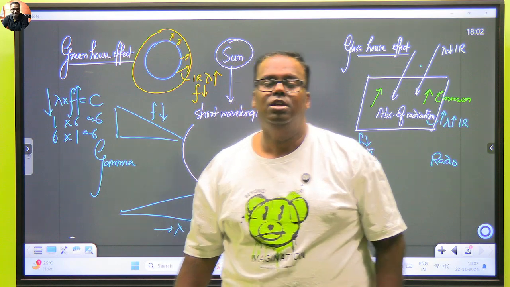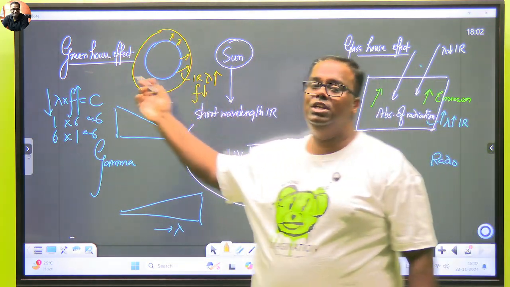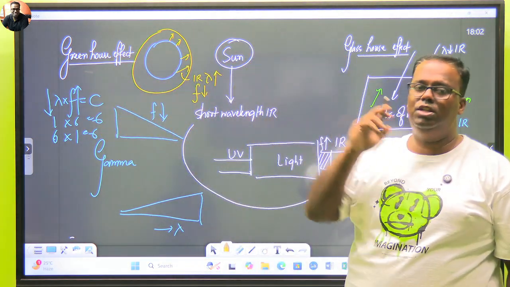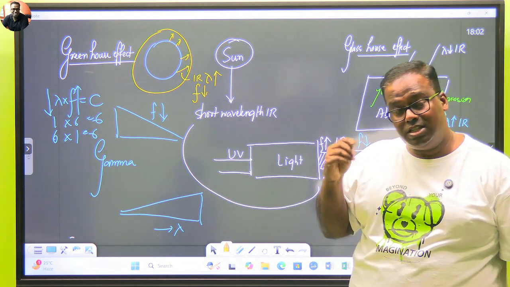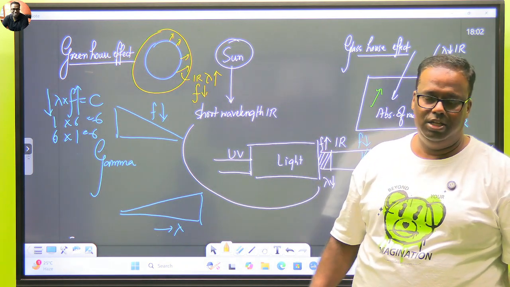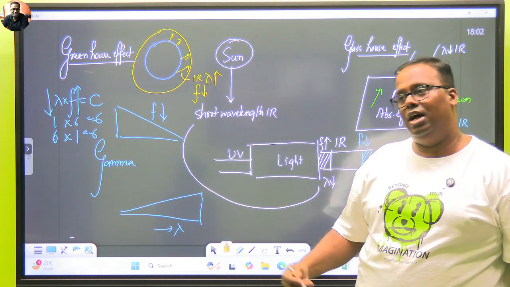That brings us to the concept of greenhouse effect and glasshouse effect, where we understood that if IR is causing heat, then IR itself also comes in two-three varieties. Short wavelength IR, large wavelength IR.